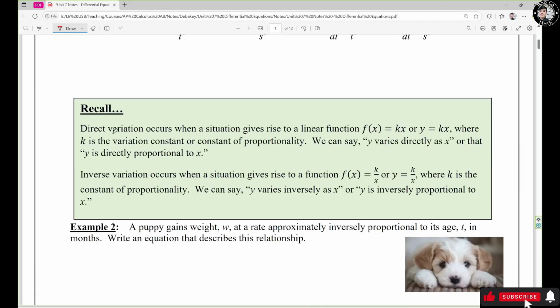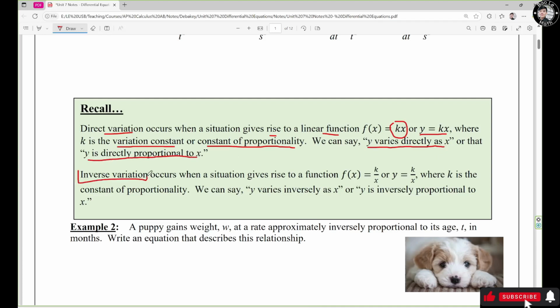Now, recall, direct variation occurs when a situation gives rise to a linear function f of s equals k times s, or y equals k times s, where k is the variation constant, or constant of proportionality. We can say y varies directly as s, or y is directly proportional to s.